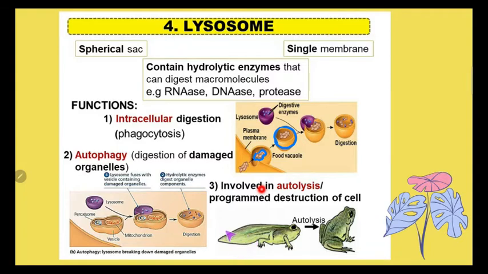part. During the tadpole stage, there is a tail, but in the adult frog there is no tail. So what actually occurs at this tail? There is an autolysis process. A lot of lysosomes are present here, so they will destroy the cells in the tail, causing there to be no tail in the adult frog. Okay, programmed destruction of cells.